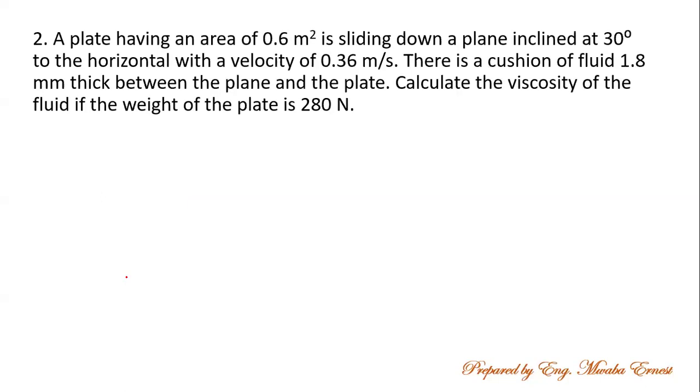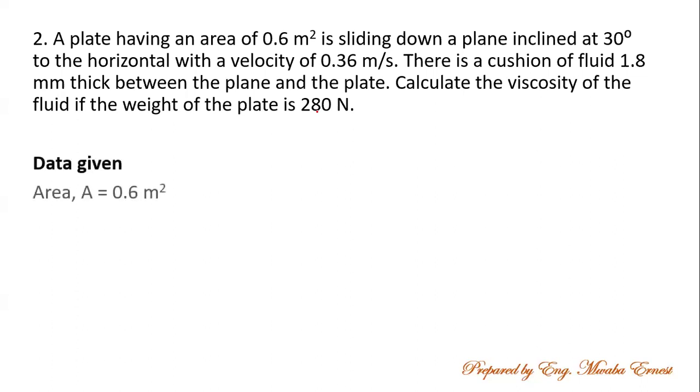Example number 2. So here is a plate. We've been given the area, 0.6 square meters. And then it is supposed to slide at that incline, 30 degrees, velocity 0.36. Cushioning fluid is 1.8 millimeters thick, and this is the weight.